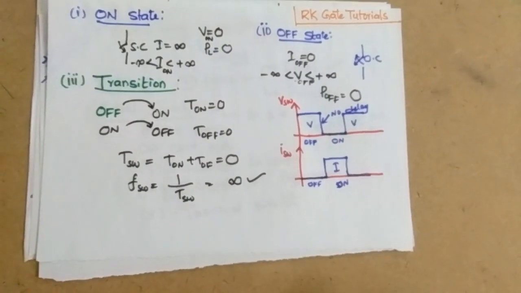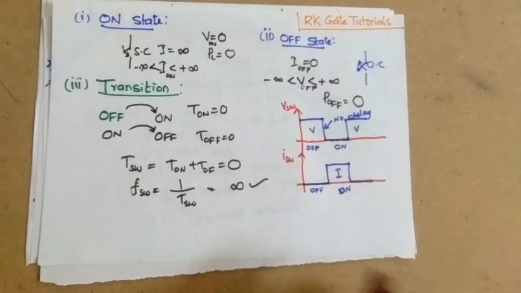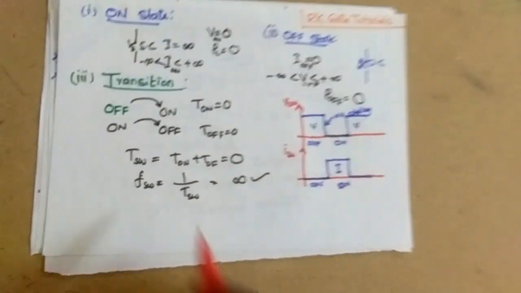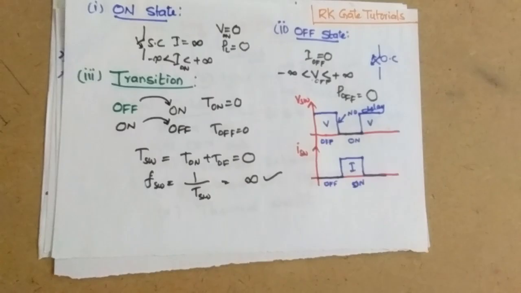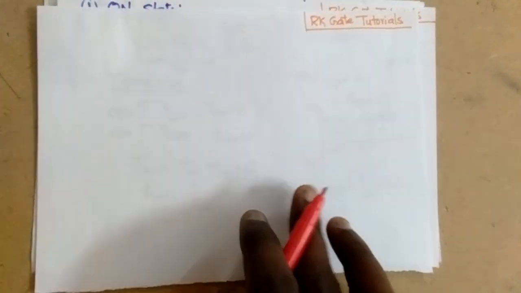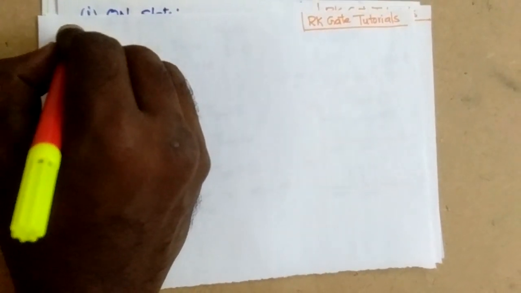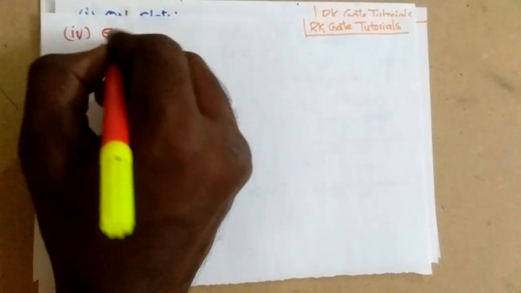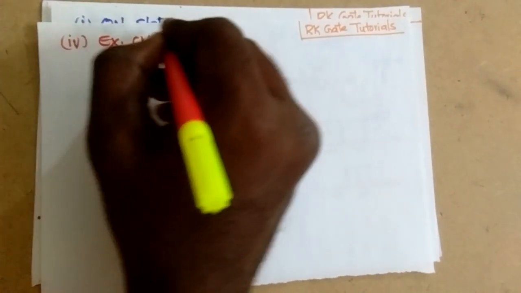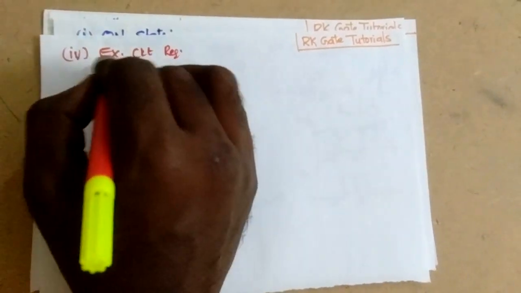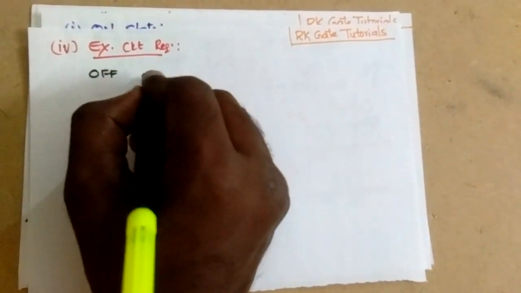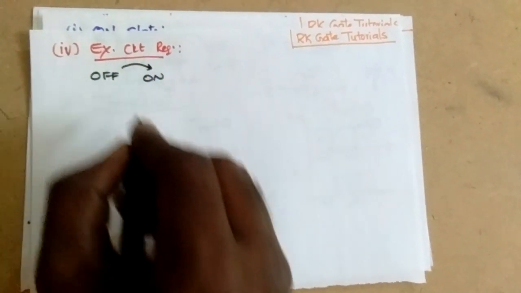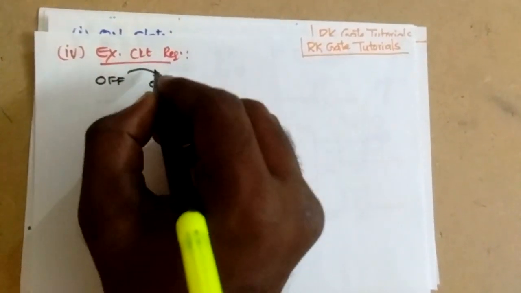And let us talk about the next thing, that is external circuit. Let us take one more slide, because we have two more points to discuss. So the fourth one is external circuit requirement. Just now we have discussed that from off state to on state, there is no transition time.